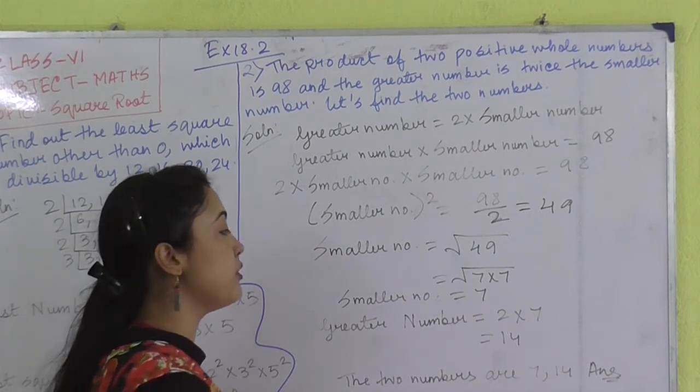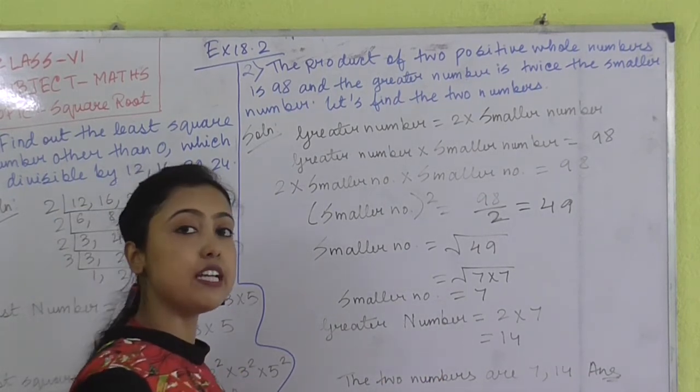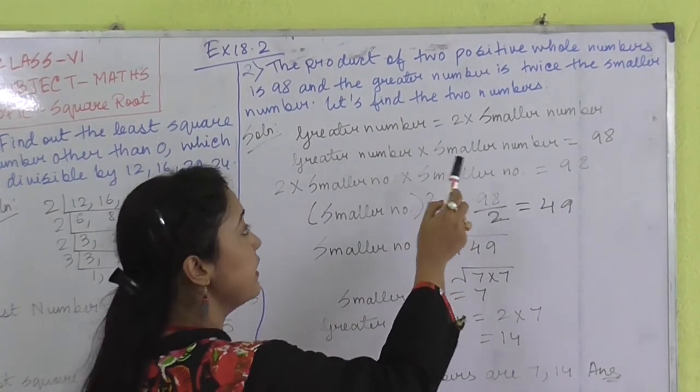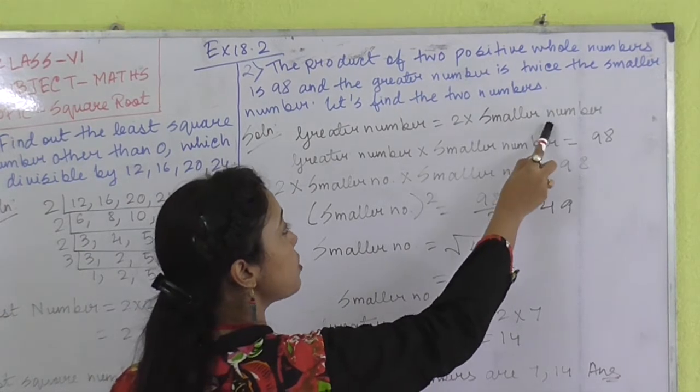Now we will find out the greater number. How will you find out the greater number? Here you know that we have already written that the greater number is equal to 2 into the smaller number.